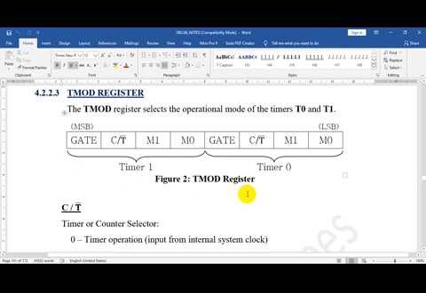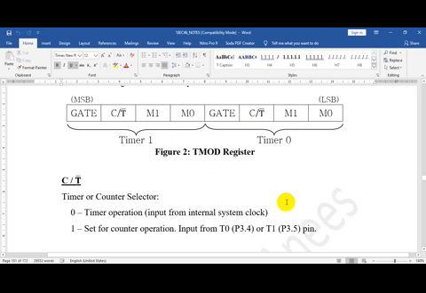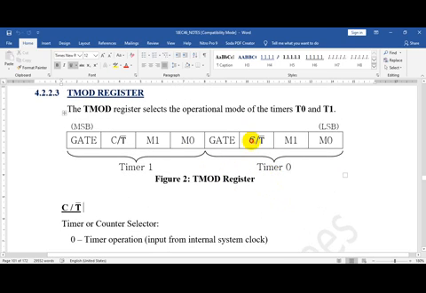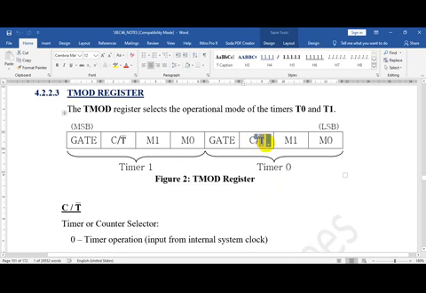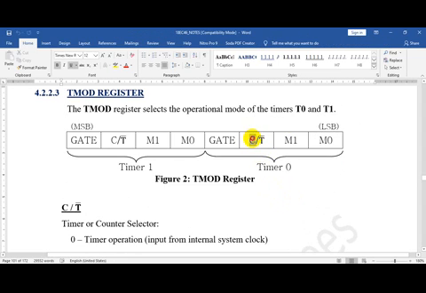Before using the timer, you should first configure the mode of the timer. Whenever you use the timer, this is the first step, configuring the timer in any one of these modes. First you have to decide whether you are using it as a counter or a timer. Counter means to count external events; timer is used to generate delays.